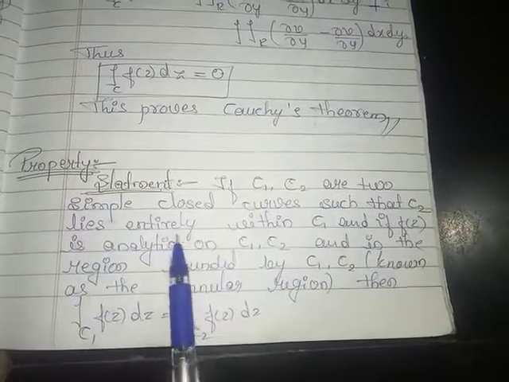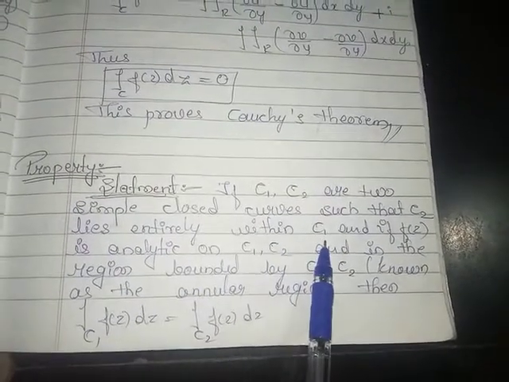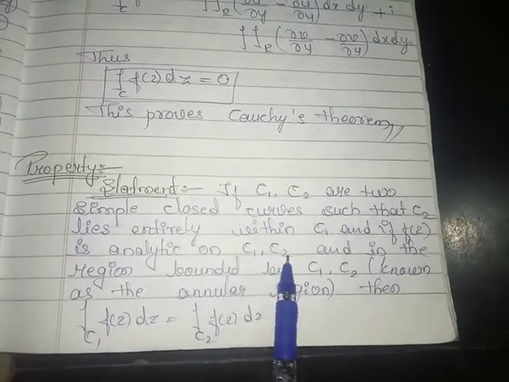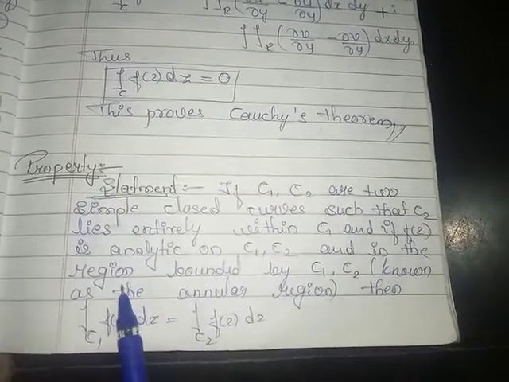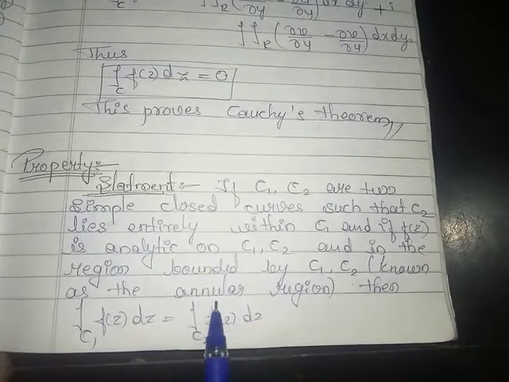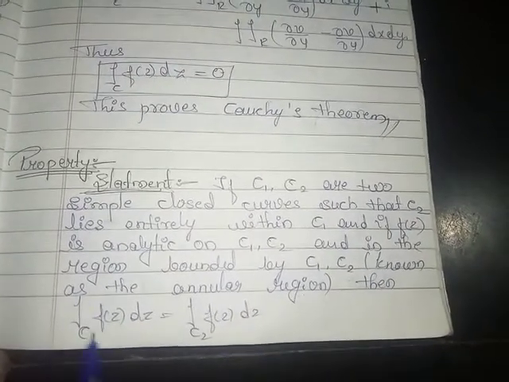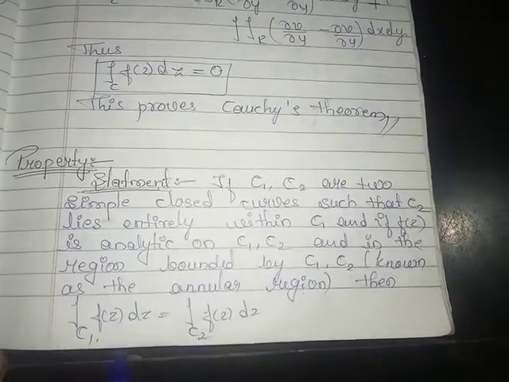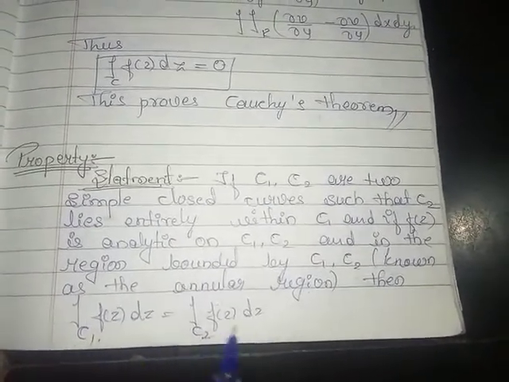Next, we have the property. Statement: if C1, C2 are two simple closed curves such that C2 lies entirely within C1, and if f of z is analytic on C1 and C2 and in the region bounded by C1 and C2, known as the annular region, then integration over C1 f of z dz is equal to integration over C2 f of z dz.